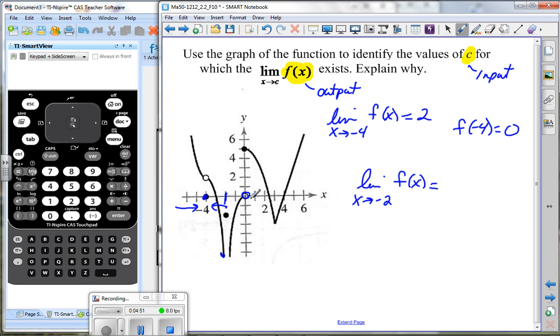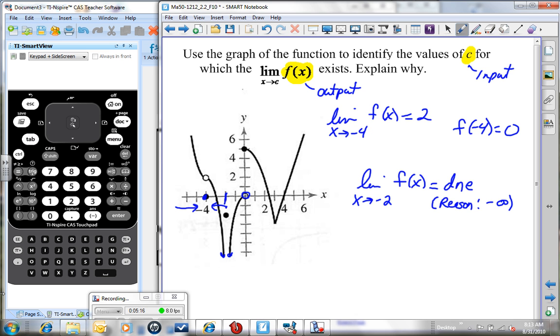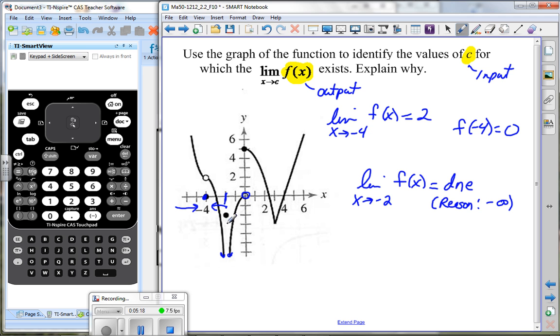As I come up to -2 on the greater than -2 side, they're also going to negative infinity. So what do I write here? I'm going to write does not exist. And then what do I have to put down here? Yeah, the reason it does not exist is because the outputs are going to negative infinity. Okay, so we now know a place where the limit does not exist.